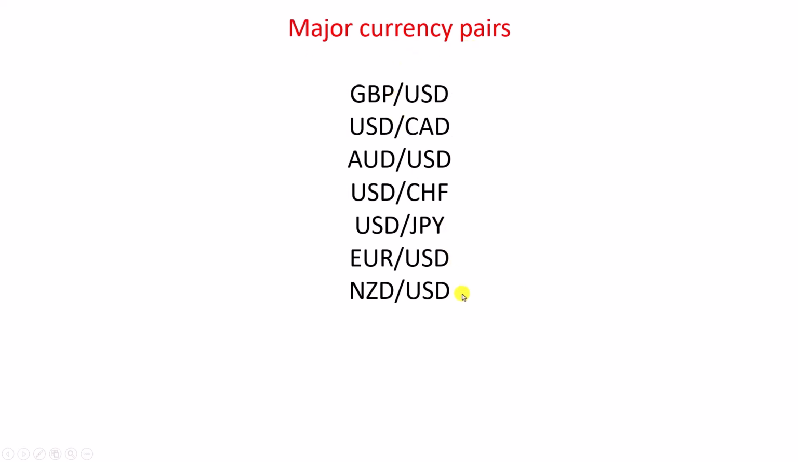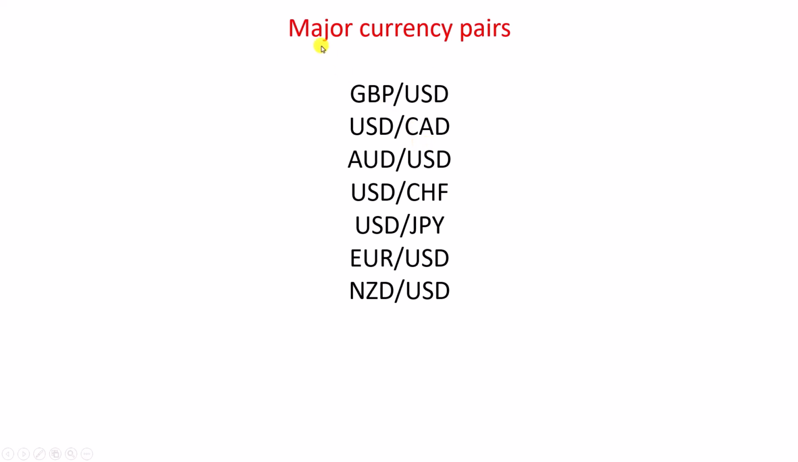Major currency pairs that are traded in the forex market are these: GBP USD, USD CAD, and so on. You can pause the video and look at it. The ones on the left are base, the ones on the right are quote, as I have explained. Now if you notice each pair, USD is common. USD is in every pair.